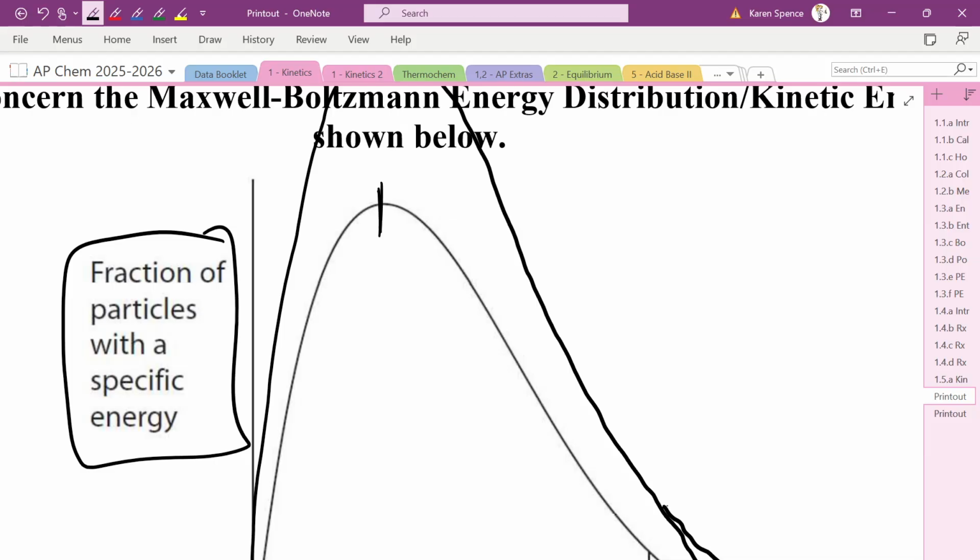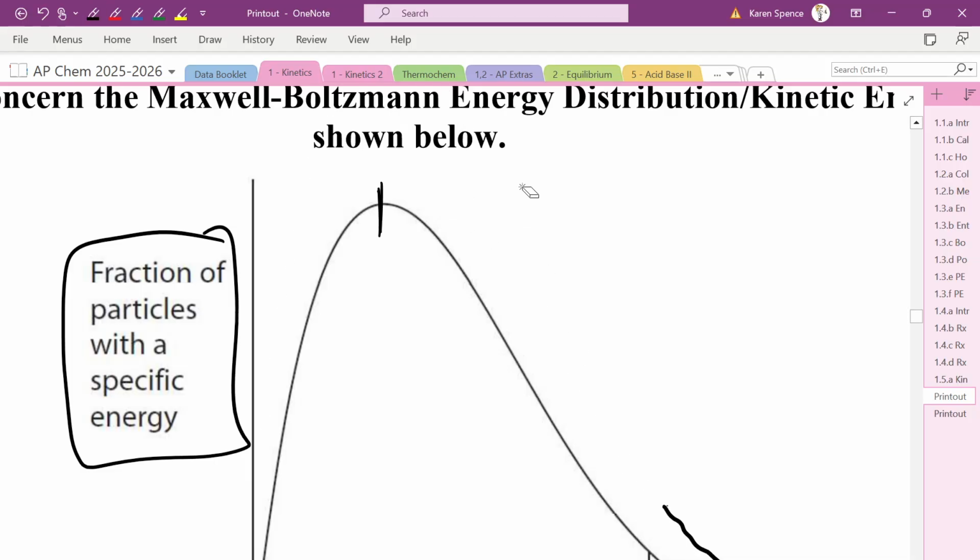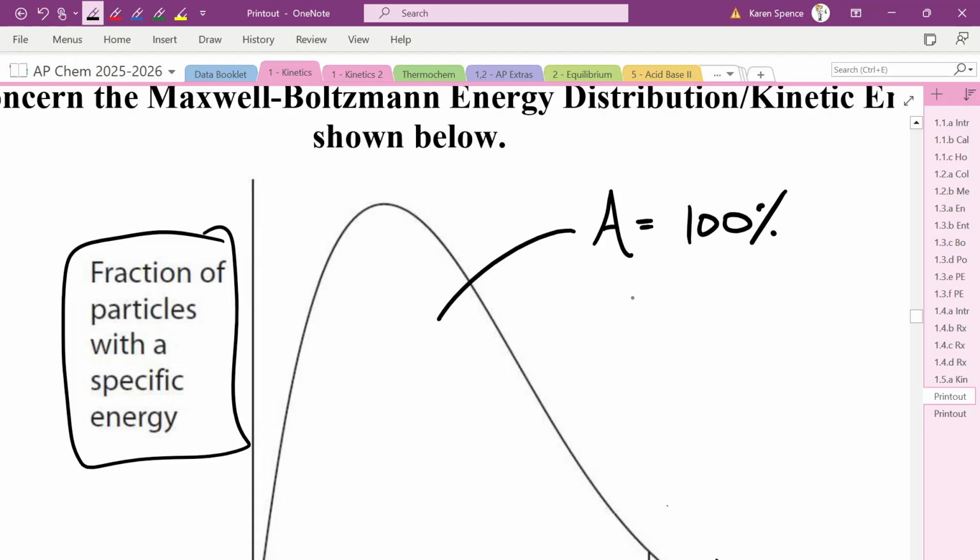So when they say the fraction of particles with a specific energy, now you're looking at a percentage of particles with a specific energy. So it's everything per 100. Now it's a ratio, and it's no longer a number that can get bigger or smaller. The total percent will always be 100%. So the area under the curve is 100%, or 100 out of 100, the total fraction.